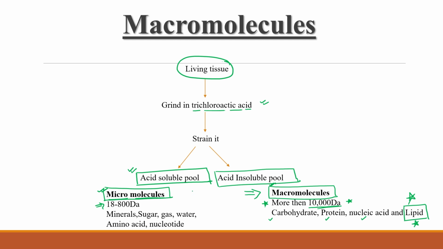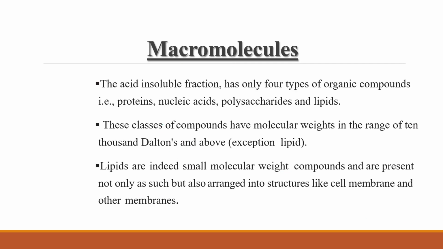Okay, now let's discuss macromolecules. The acid insoluble fraction, just now I have discussed this acid insoluble fraction. In this acid insoluble fraction, four types of organic compounds we can analyze: protein, nucleic acid, polysaccharide and lipid. But this one is exceptional. I have mentioned it over here. So these classes of compounds have molecular weight in the range of 10,000 Dalton and above. Exception lipid, because lipid's molecular weight is only approximately 800 Dalton, very less.